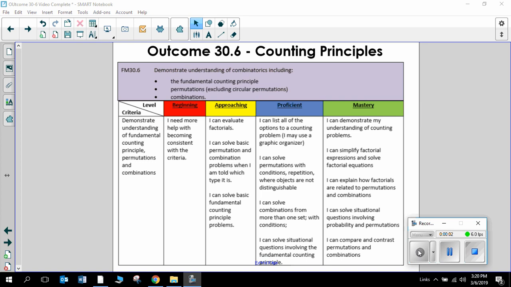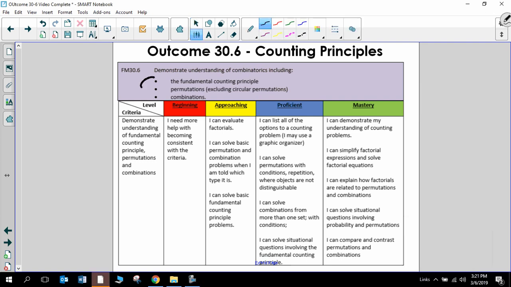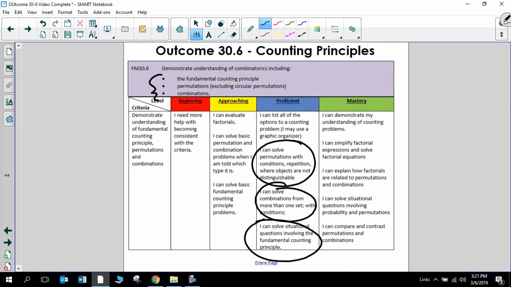Hello and welcome to the 7th video for Outcome 30.6, all on counting principles. In this lesson, we are going to look at a combination of the fundamental counting principle, permutations, and combinations. So on our rubric, we are going to be looking at solving permutations, ones with conditions and one with repetition. We'll look at solving combinations, especially when there's more than one set. And we're going to look at some fundamental counting principle questions as well.